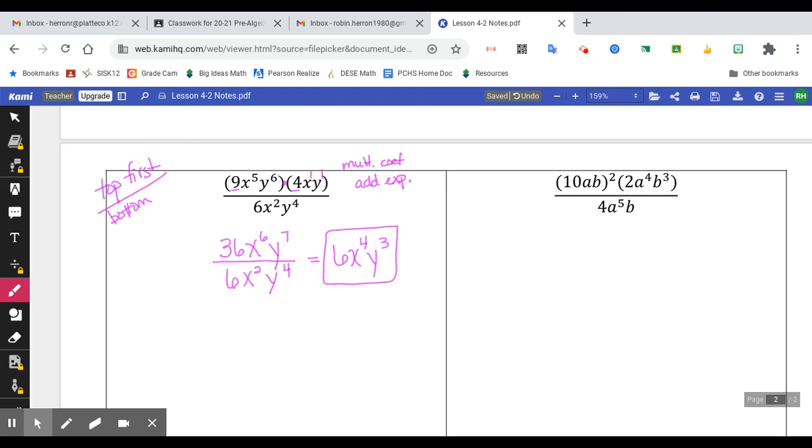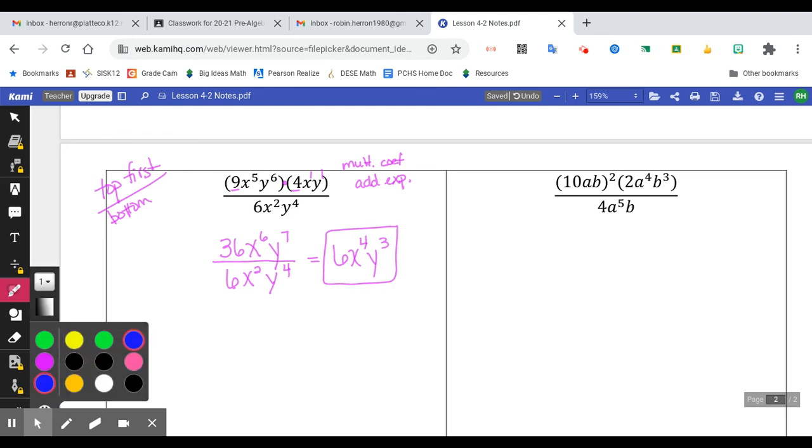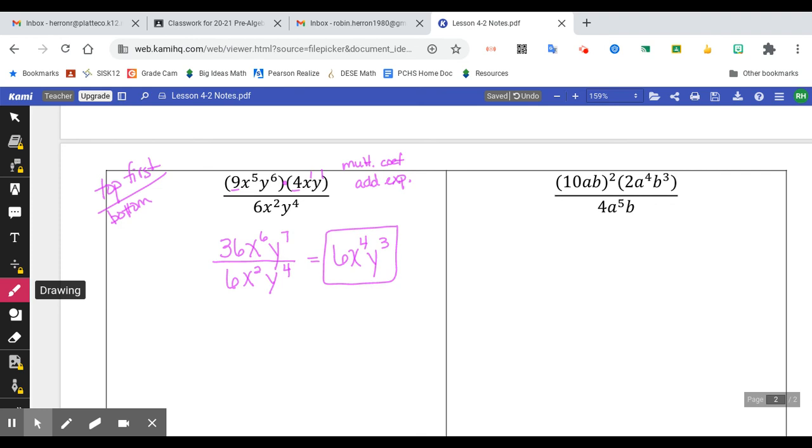Okay. Next one over here, we've got a few things happening. Now we basically have every property we've learned happening in one problem. So this 2 is on the outside of the parentheses, which means that it's going to be distributed first because we multiply first. So I'm going to have 10 squared, which is 100, and then a squared, b squared for that part. I didn't touch anything on the other side, so this is like a dot here, remember, it's multiply. So I'm going to put times 2a to the 4th, b to the 3rd.